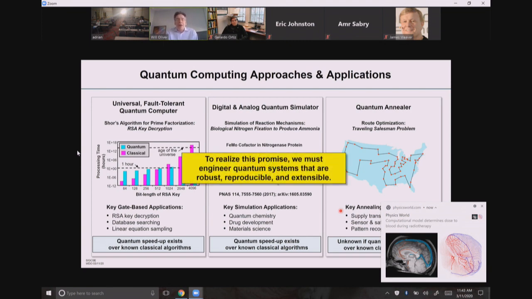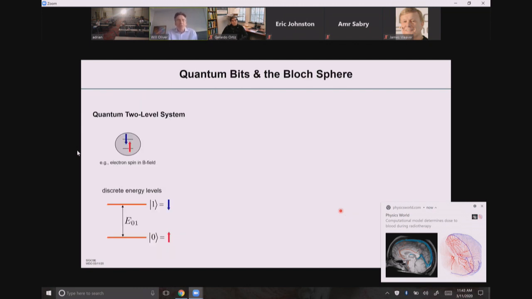So to realize this promise of quantum computing, we've got to be able to engineer quantum systems, computers, that are robust, reproducible, and extensible. Okay, so I'd like to tell you now a bit about what the fundamental logic elements are of a quantum computer and how we think about them. So basically, any two-level system can be a candidate as the logic element for a quantum computer. And we could think of it as the electron in a magnetic field. It has a spin up or a spin down. They'll generally be at different energies, separated here.